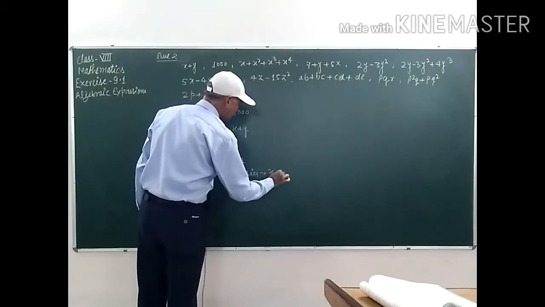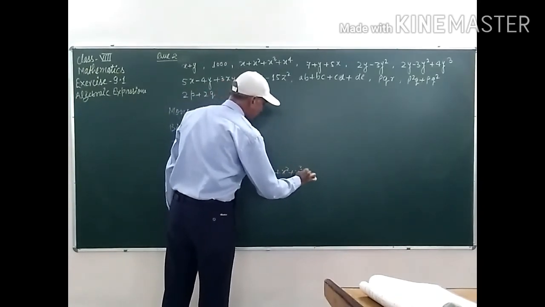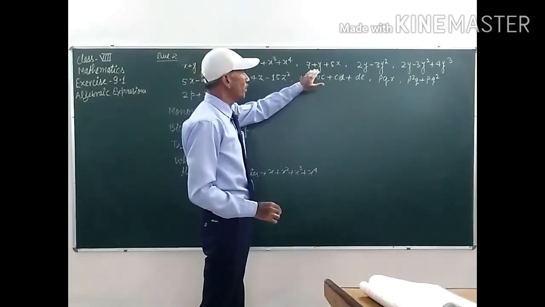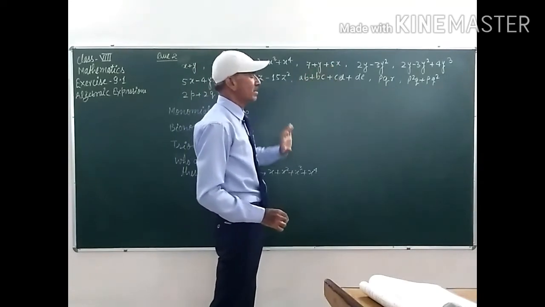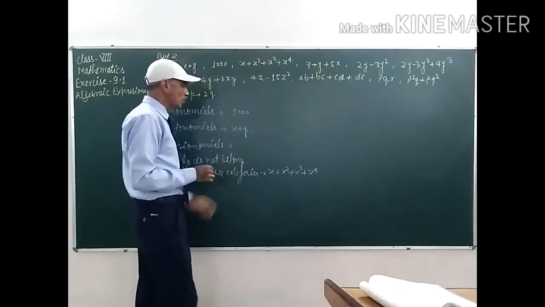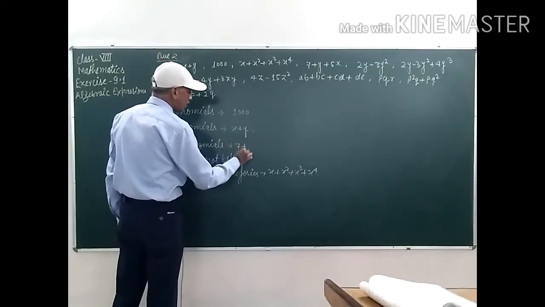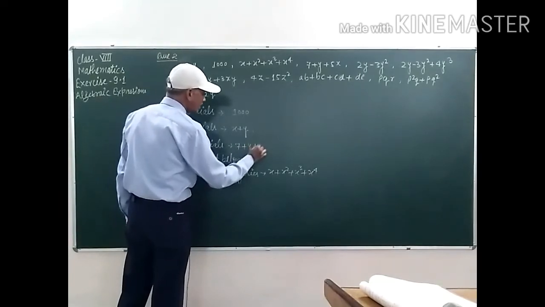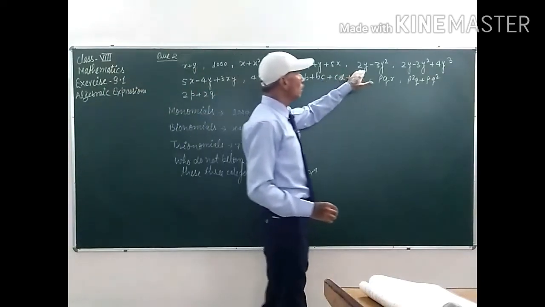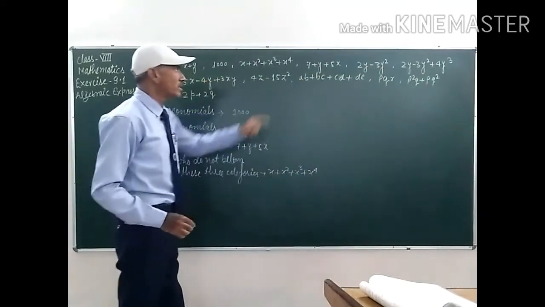This one: x plus x square plus x cube plus x to the power 4. And the next term is 7 plus y plus 5x. Okay, sure. So one term, two terms, and this one three terms. There are three terms, so we have to write it in the category trinomials: 7 plus y plus 5x. Clear students? So this one, 2y minus 3y square. There are two terms. That is a binomial.